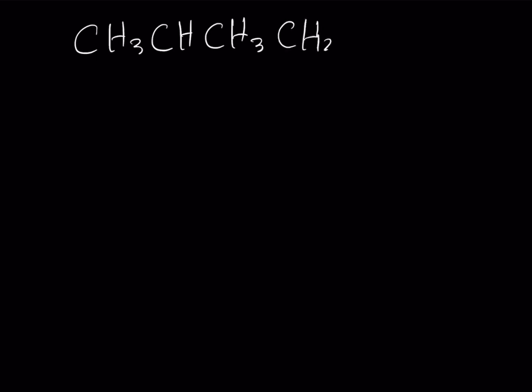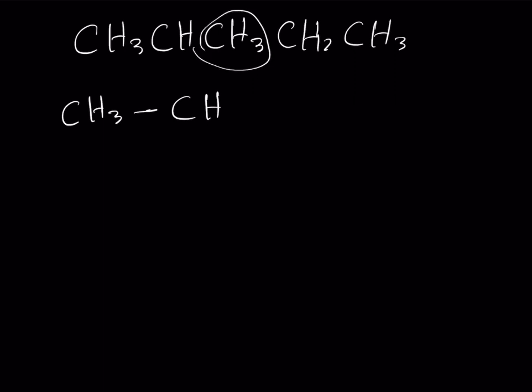Next example, let's look at CH3, CH, CH3, CH2, CH3. So let's expand this out first. So we have a CH3 on the left, and then we have that connected to a CH. Whenever you see CH3 in the middle, so we see CH3s on the ends, when you see it in the middle, it's going to be called a substituent.